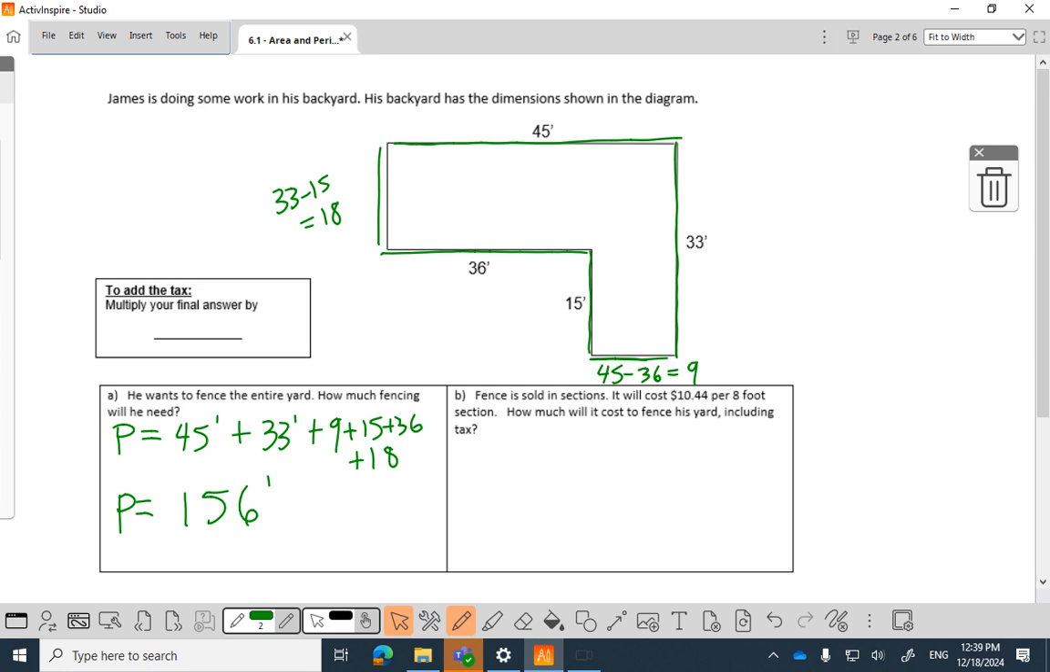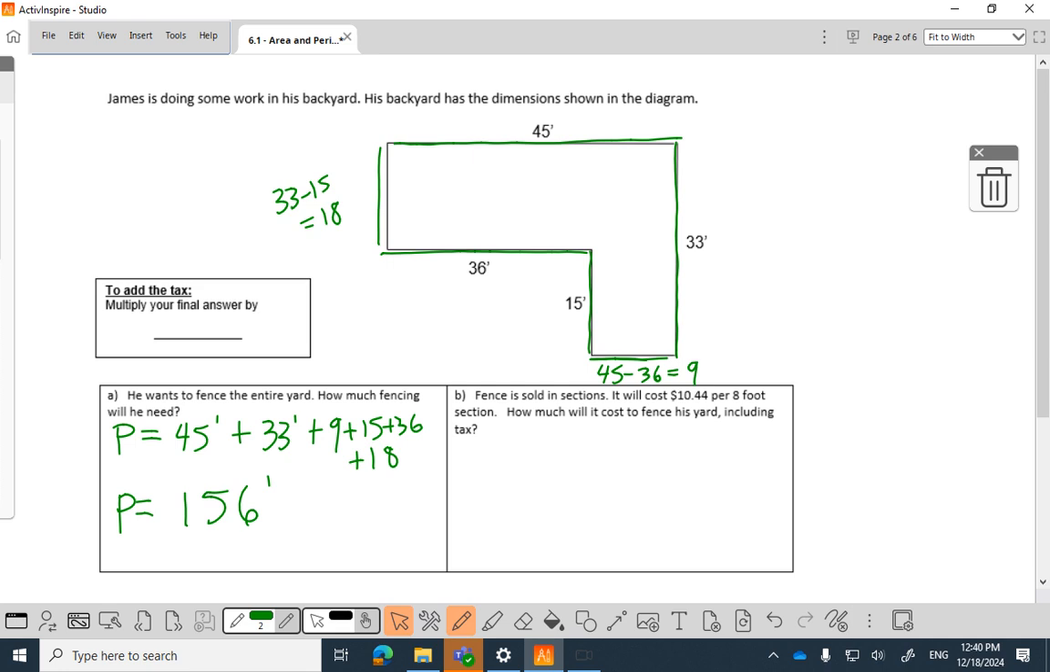Well, this part you might not have seen before. In other classes, you might have found perimeter, but now we're going to go to the store and get ready to build this fence. I've done this a couple of times in my life. Building fence. If anyone asks you to build fence, it's pretty fun. Laying tile, that is a pain. Putting up a fence is pretty good. Fence is sold in sections. It will cost $10.44 per 8-foot section. How much will it cost to fence the yard?